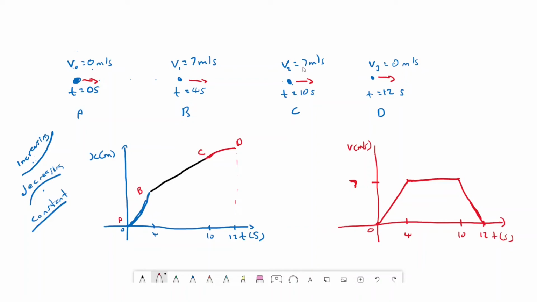So everything is still positive. Maybe somewhere here it would be 6. Somewhere here it's going to be 4, maybe somewhere here is 2, and then eventually it's 0. So it's still positive until it gets to 0. That's why it's still positive, but the only thing is that it is decreasing. So this is how the velocity time graph looks for this situation.